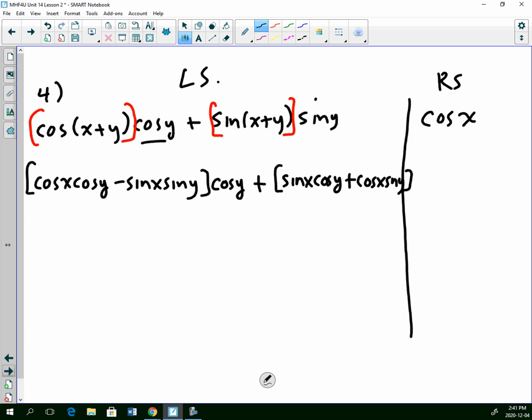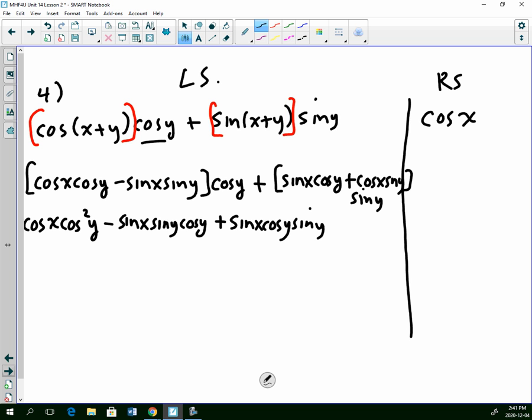Running out of room here, and that's all multiplied by sine y. Okay, so then I'm going to expand my bracket. So I'm going to multiply cosine by cos x cos y. So cosine x cosine squared y, and then the next term would be sine x sine y cosine y. And then the next bracket is sine y times sine x cos y. And then finally cos x sine squared y.